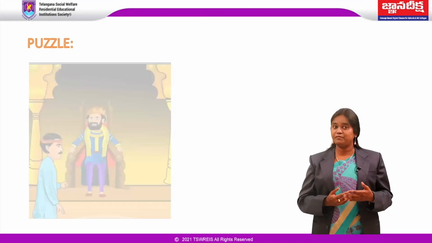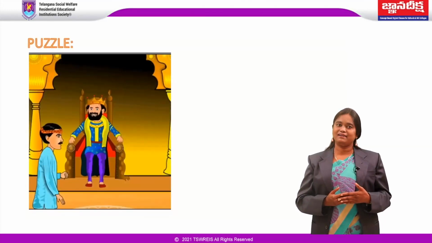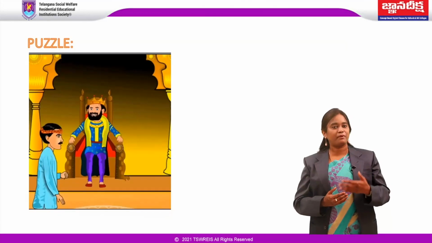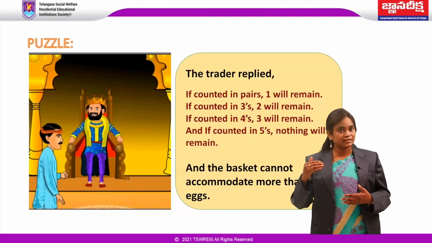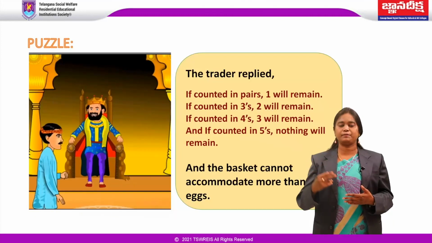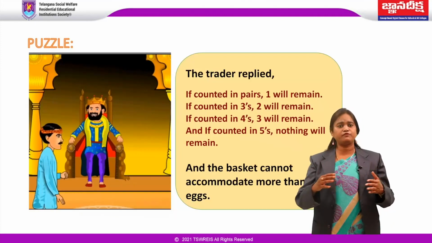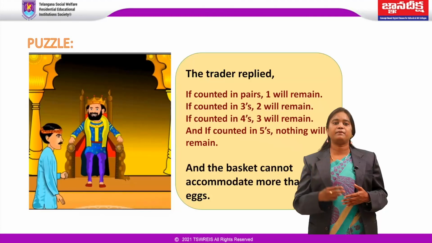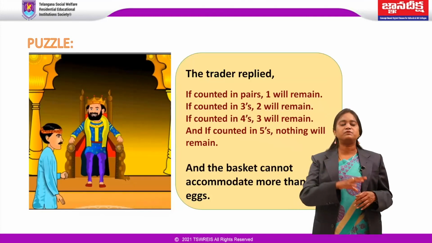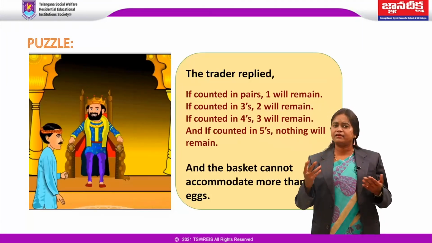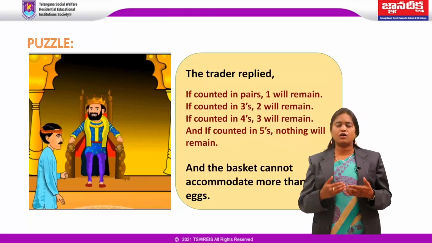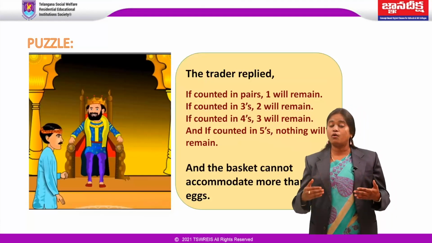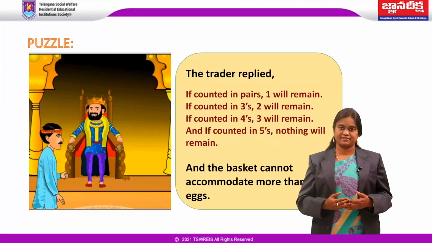The trader loved math. He replied, "If counted in pairs, one will remain. If counted in threes, two will remain. If counted in fours, three will remain. And if counted in fives, nothing will remain. And my basket cannot accommodate more than 50 eggs."